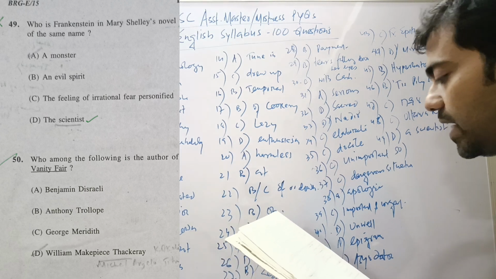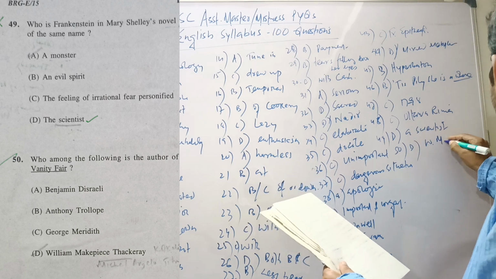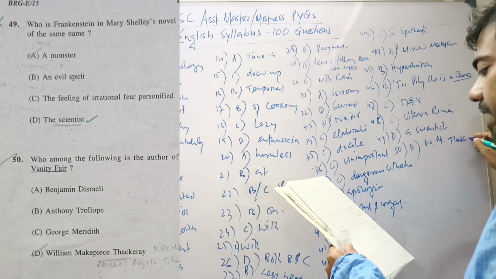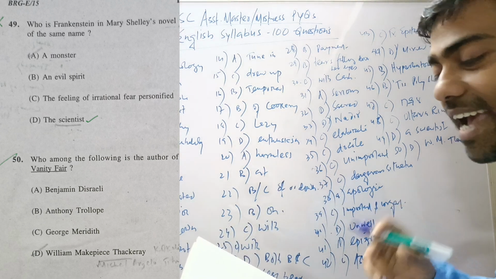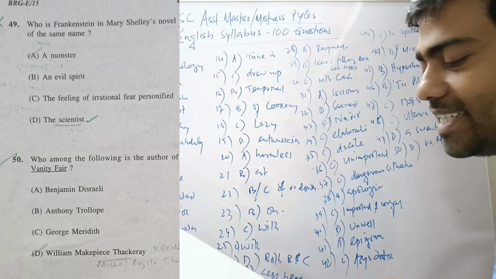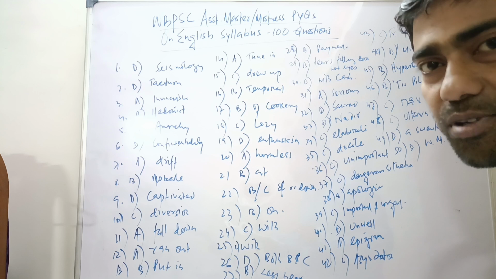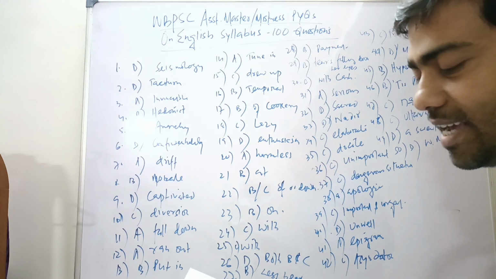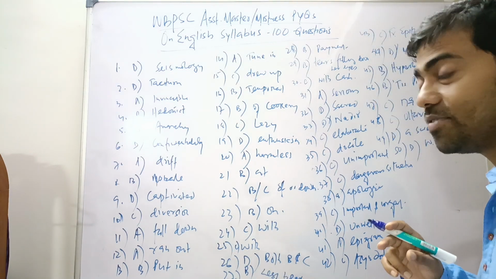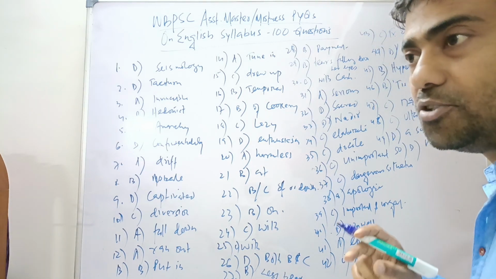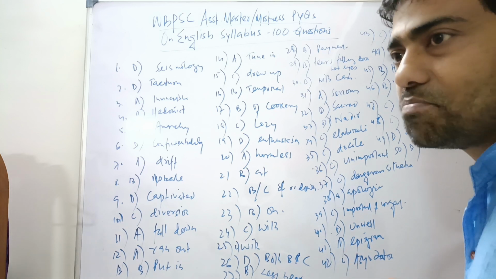Who among the following is the author of Vanity Fair? The author is William Makepeace Thackeray. Not Bal Thackeray, the politician. It is Thackeray. And one interesting thing is that William Makepeace Thackeray was born in Kolkata during British colonial rule, and his pen name is Michelangelo Titmarsh. It is a very important type of information. You usually get this type of questions in your NET, SET, GATE examination papers.